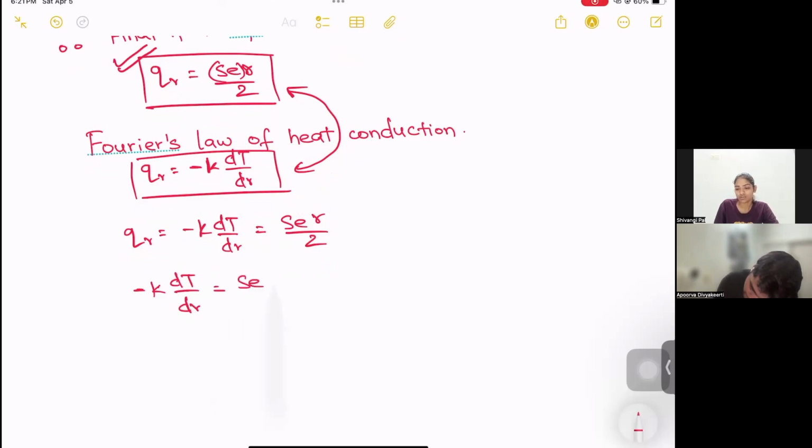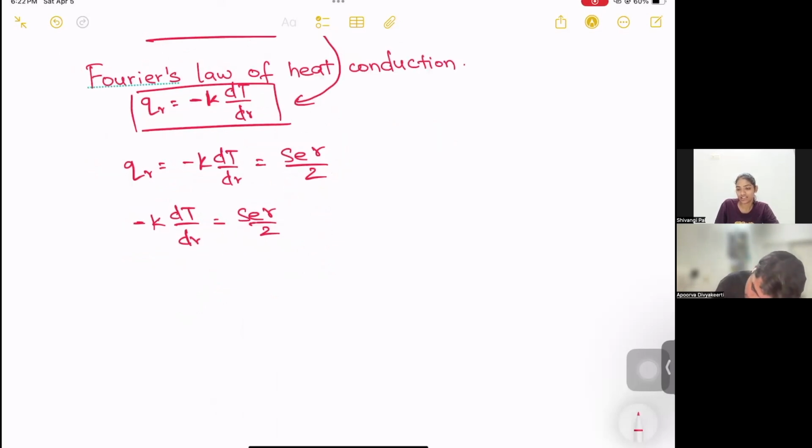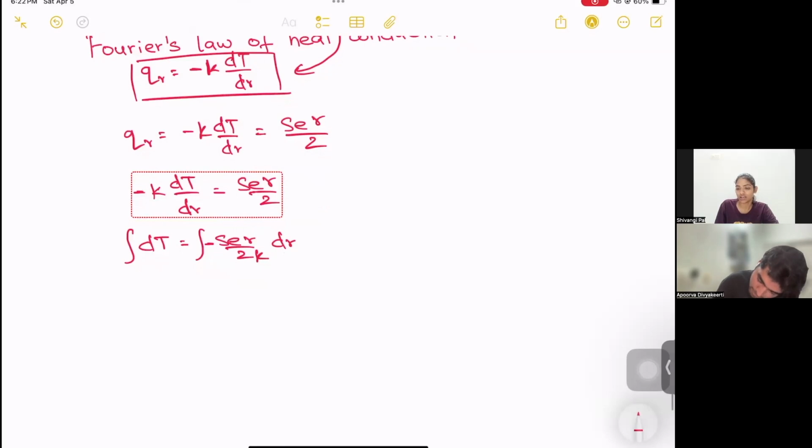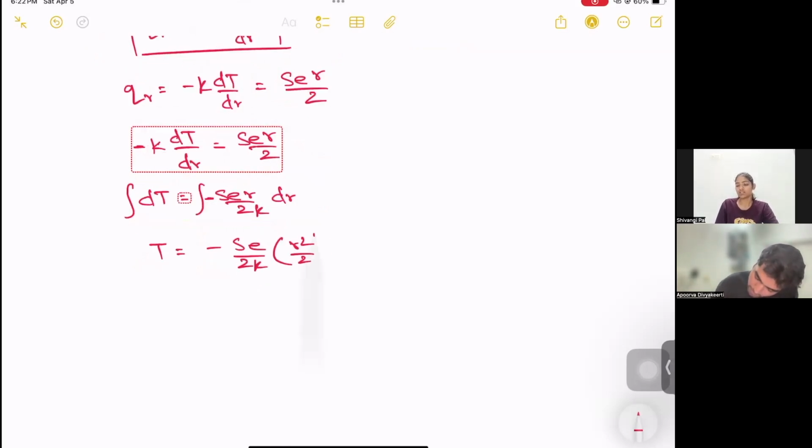So after rearranging, what we will get is dT equal to SCR by 2 divided by k into dr. Now on integrating this term, we will get a temperature profile that will be T equal to minus SCR square by 4k plus C2. C2 is our another constant.